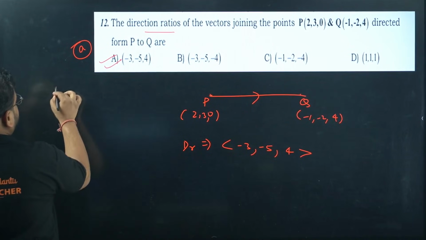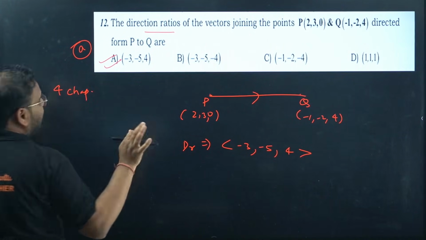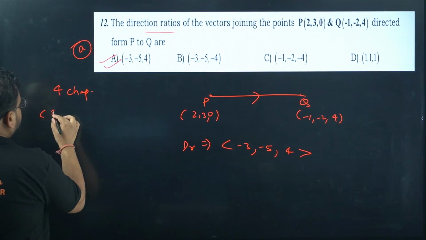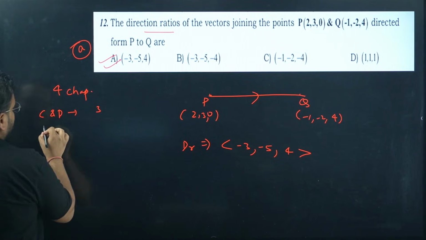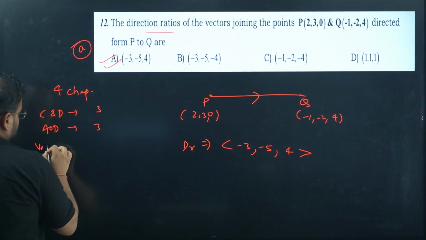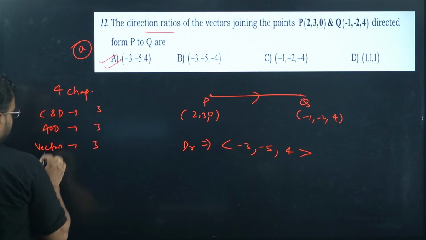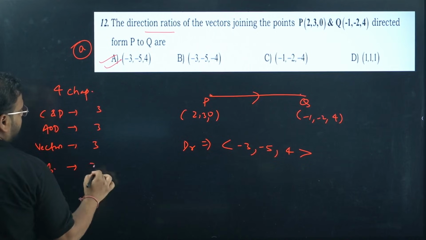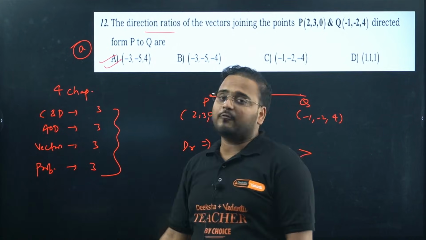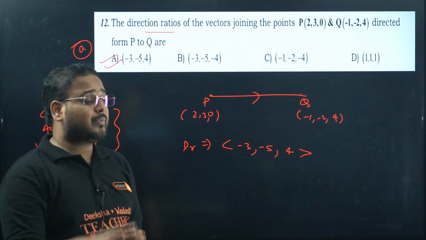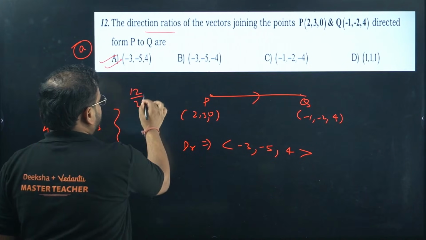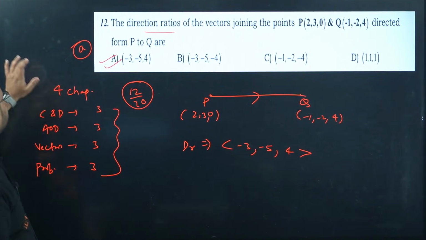There are 4 chapters from where you can get 3 markers 3 times, sorry, 4 times basically. So you have CND, you'll get 3 marks. You'll get AOD also, 3 marks. Then you have vectors, 3 MCQs, and you have probability, 3 MCQs. Total of 12 MCQs will come from these 4 chapters. So understand the logic behind it. It's very, very important to get these covered. 12 out of 20. Big number.